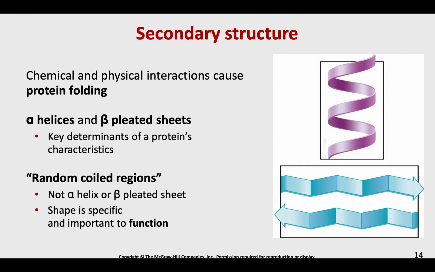All right, the secondary structure, this is where we get some fun things going in with our structure here. So in secondary structure, we can have chemical and physical interactions that cause some sort of folding. That folding can be irregular or very structured. We're going to talk about these two main structures of secondary structure called alpha helices and beta pleated sheets. These are kind of the two determinants of a protein's characteristics; structure equals function here.